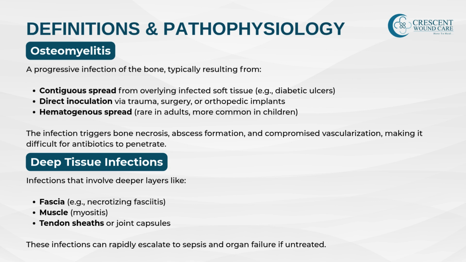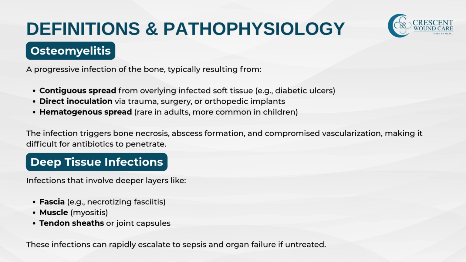Let's begin by understanding what these conditions are. Osteomyelitis is an infection of the bone. It commonly occurs due to spread from overlying infected tissues, like diabetic ulcers, direct contamination through trauma or surgery, or hematogenous spread, which is more common in children than adults. Once inside, the infection disrupts blood flow, causing bone necrosis and making antibiotic penetration more difficult.